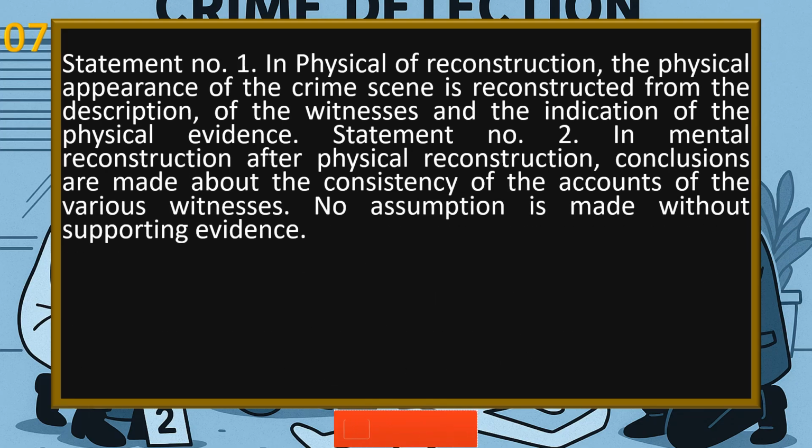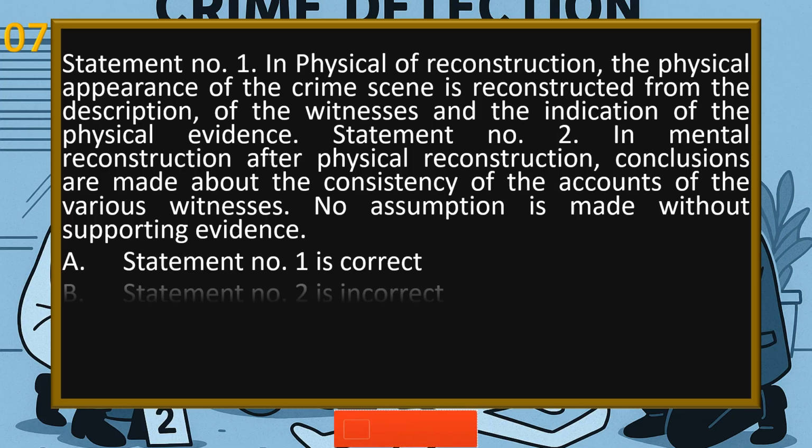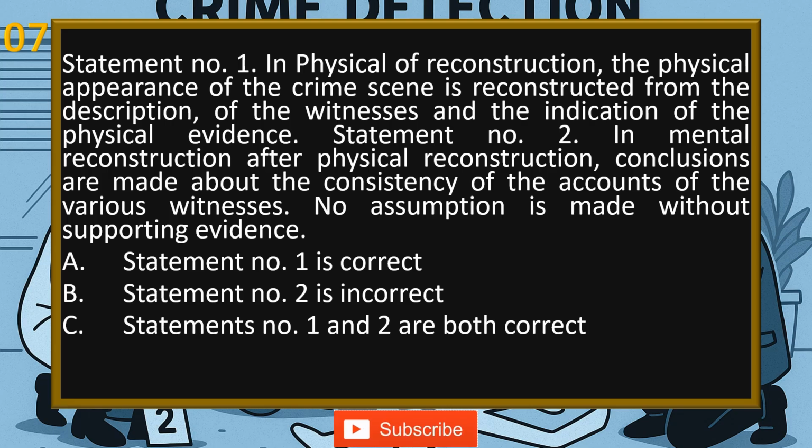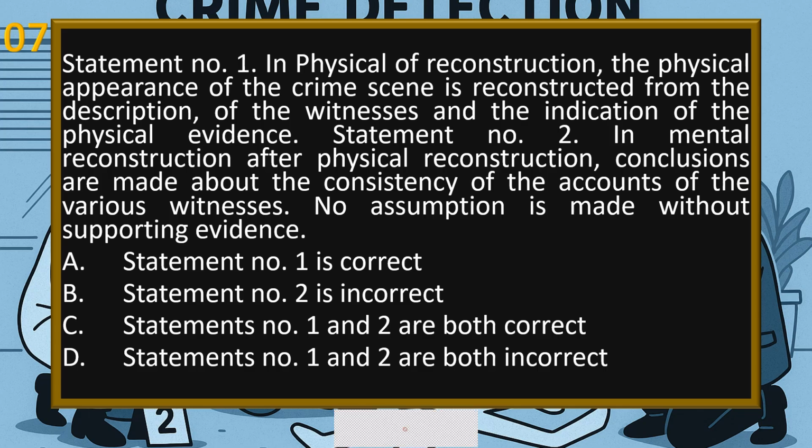Statement number 1. In physical reconstruction, the physical appearance of the crime scene is reconstructed from the description of the witnesses and the indication of the physical evidence. Statement number 2. In mental reconstruction after physical reconstruction, conclusions are made about the consistency of the accounts of the various witnesses. No assumption is made without supporting evidence. A. Statement number 1 is correct. B. Statement number 2 is incorrect. C. Statements number 1 and 2 are both correct. D. Statements number 1 and 2 are both incorrect.